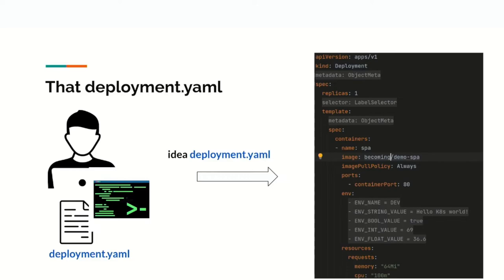Why IDEA? Because I'm using IntelliJ IDEA. It's not popular, but I love driving a Lamborghini when coding. So I'm using IntelliJ, that's why I put it. And one of the most important things here is the red attribute called image, and that's the application that we are going to deploy today.